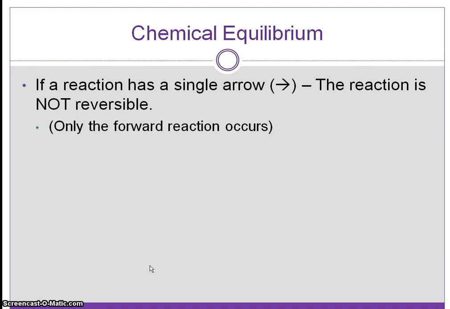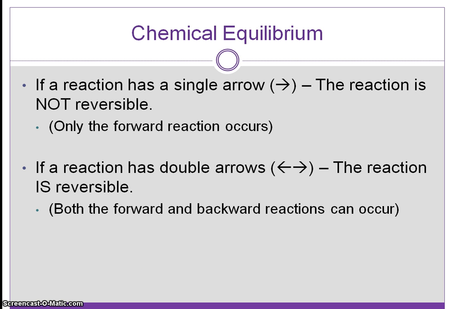When you're doing chemistry, sometimes you'll see reactions with one arrow, and sometimes you'll see a forward and a reverse arrow. If the reaction only has a single arrow, that means it's not reversible and only the forward reaction is going to happen. But if the reaction has double arrows, meaning forward and backwards, that means the reaction is reversible. So both the forward and the backward reactions could occur.